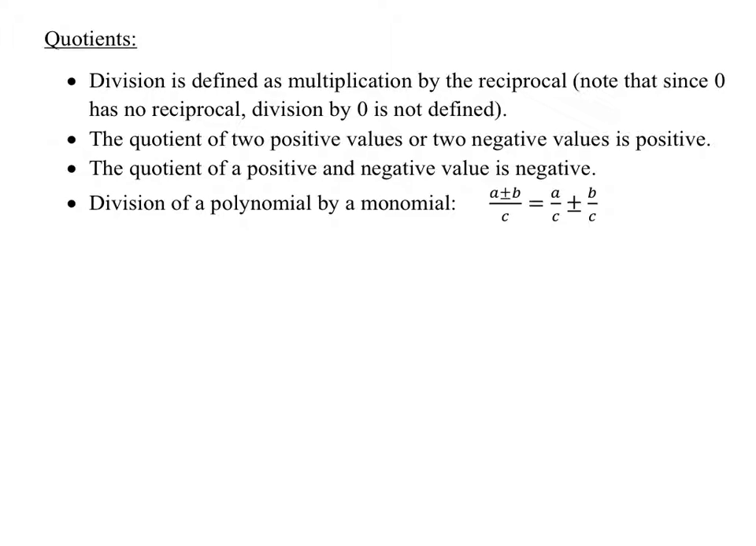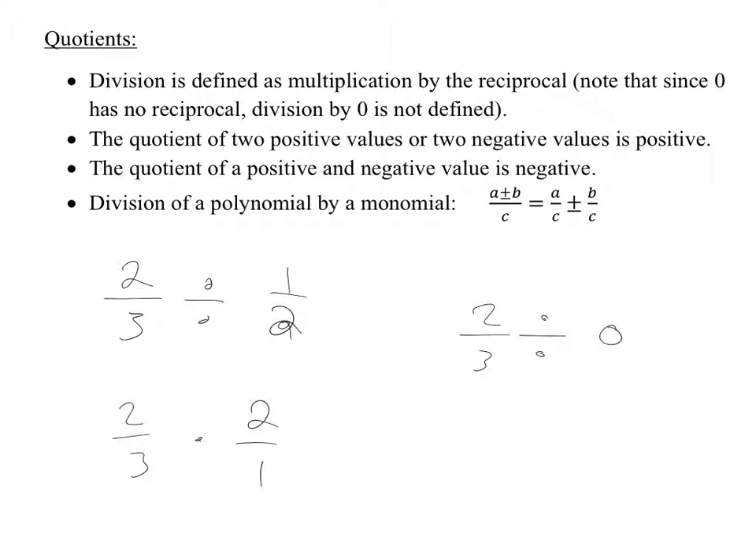Division, if I said I want to take 2/3, this is the easy way to put it because everybody remembers this, and divide it by 1/2. I can't do that. So what do I do? I multiply by? 2 over 1. Good. I multiply by the reciprocal. Well, suddenly I have 2/3 divided by 0. What's the reciprocal of 0? What's the reciprocal of 0?